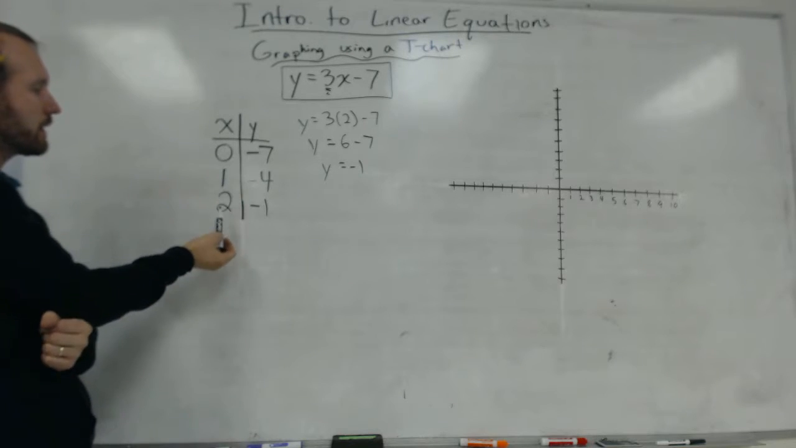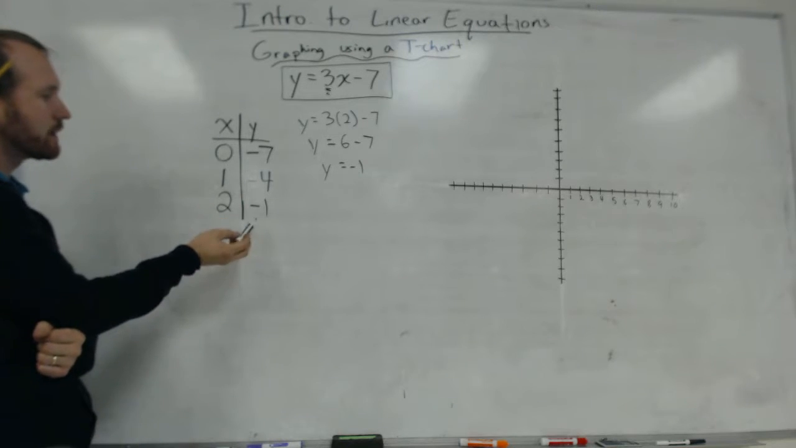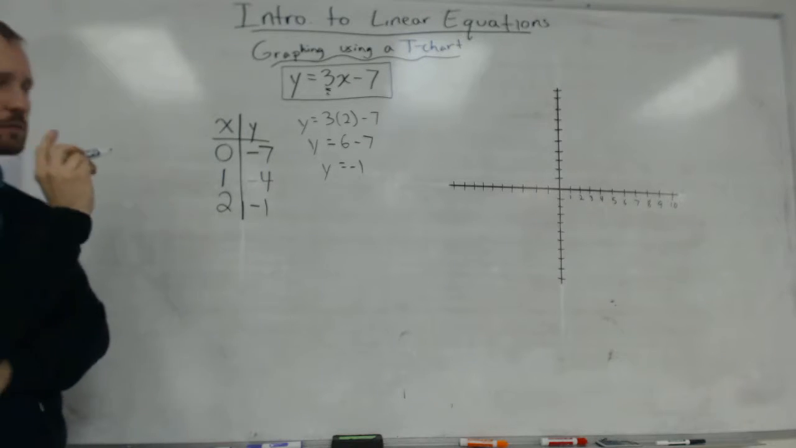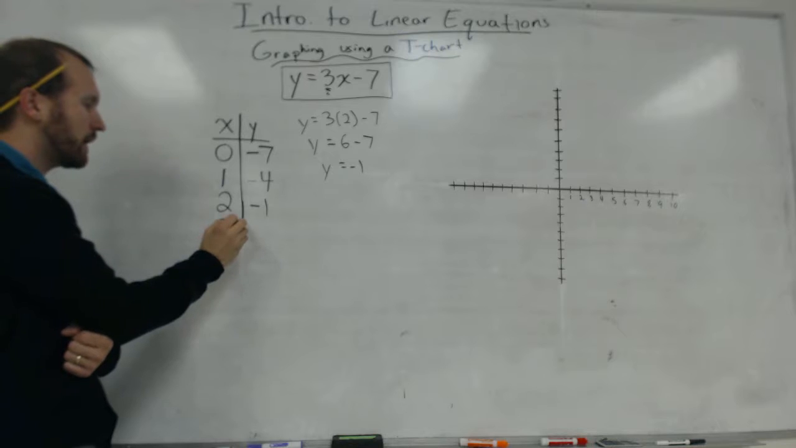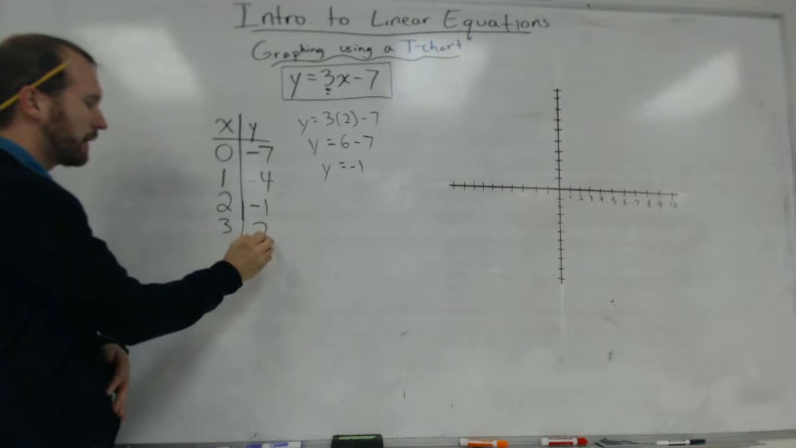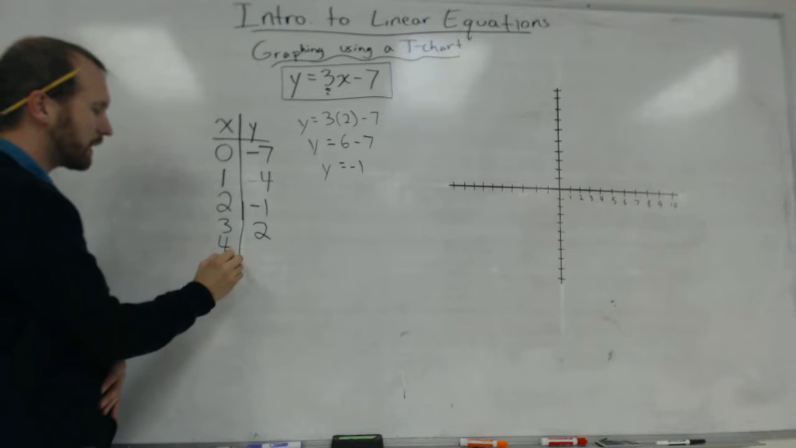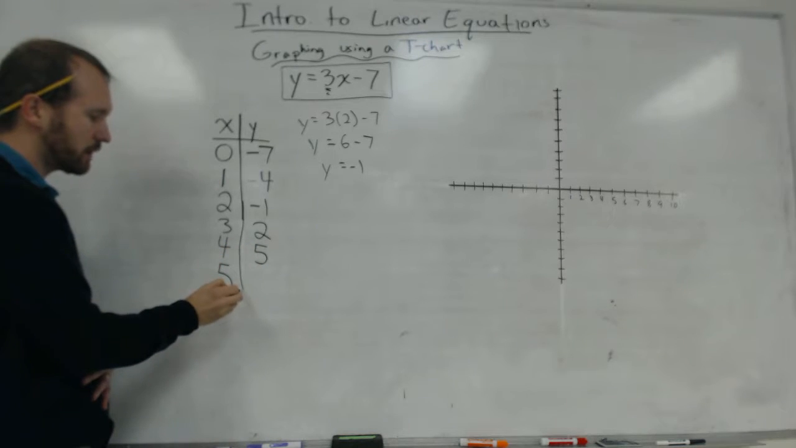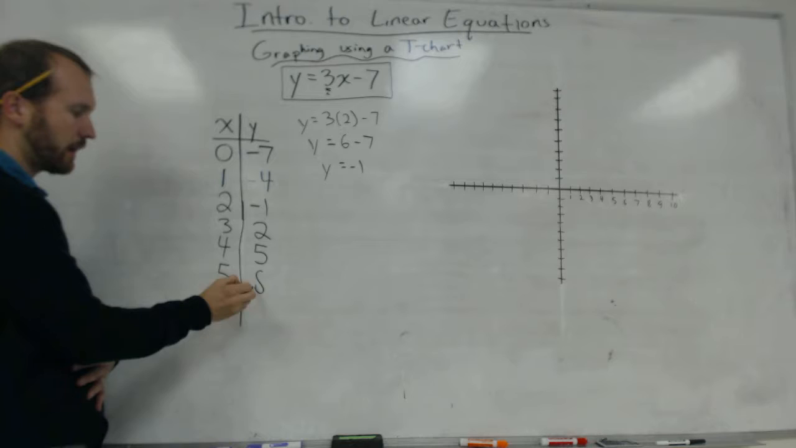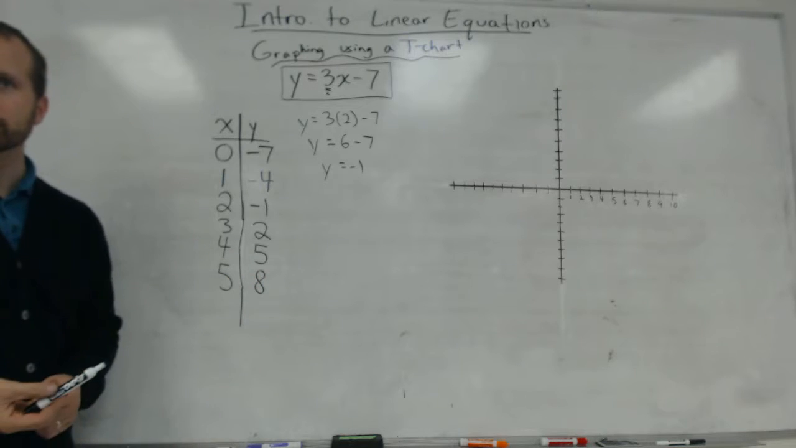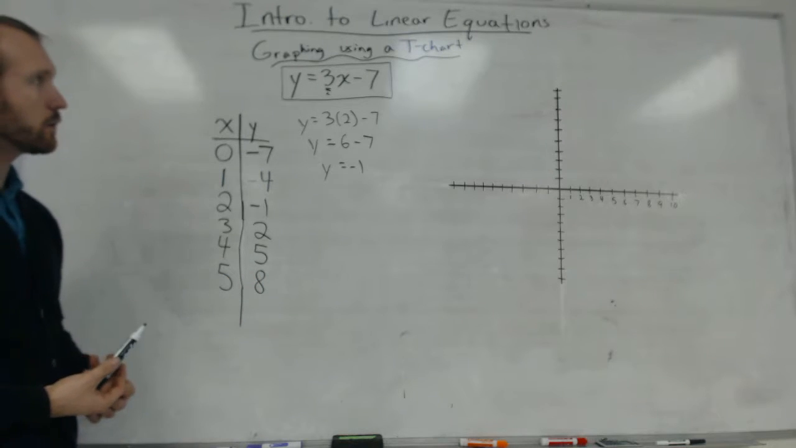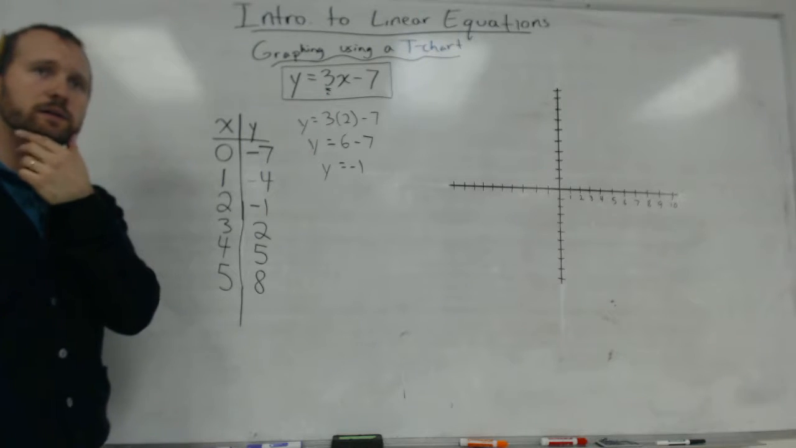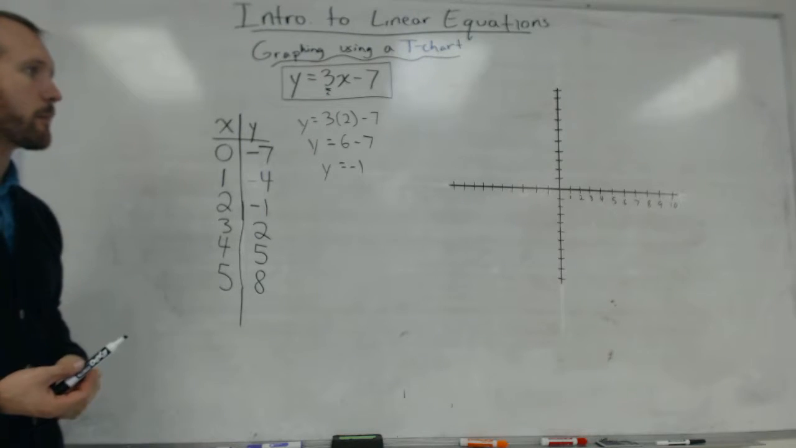So if I were to put in 3 for x, what do you think I would get for y? 2. Right? Just 3 more than that. If I put in 4 for x, what do you think I would get? 5. If I put in 5 for x, what do you think I would get? 8. Those are all correct. So there is a pattern using this number in front of x that will help us.